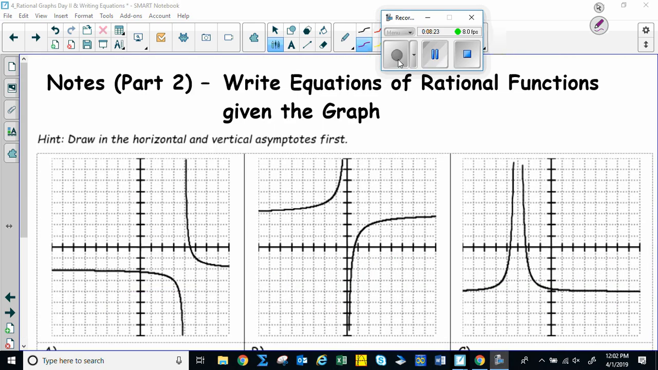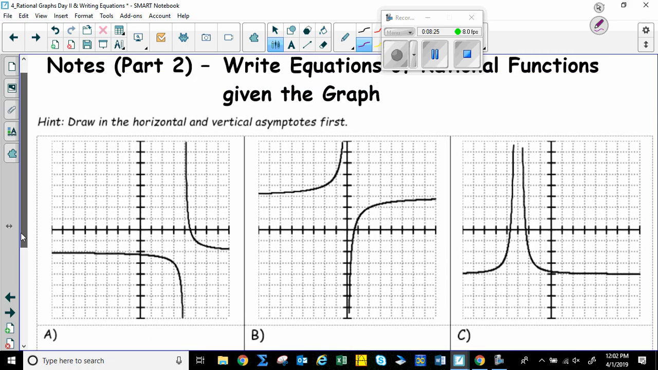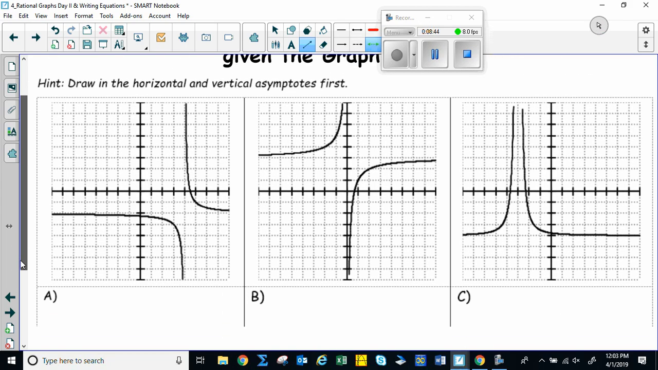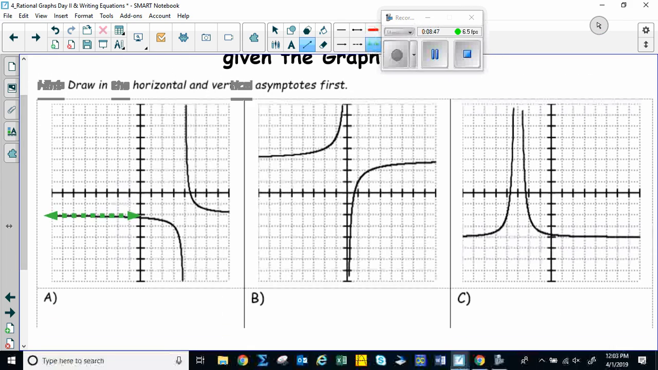So the second part of your homework is going to be, given the graphs of a rational function, I need you to be able to write the equations. So the very first thing you're going to want to do is to draw your asymptotes. All right, so I'm going to do that all at one time. I'm going to draw all my asymptotes. So on this first example, I've got a horizontal asymptote here at negative 2 and a vertical asymptote at 4.